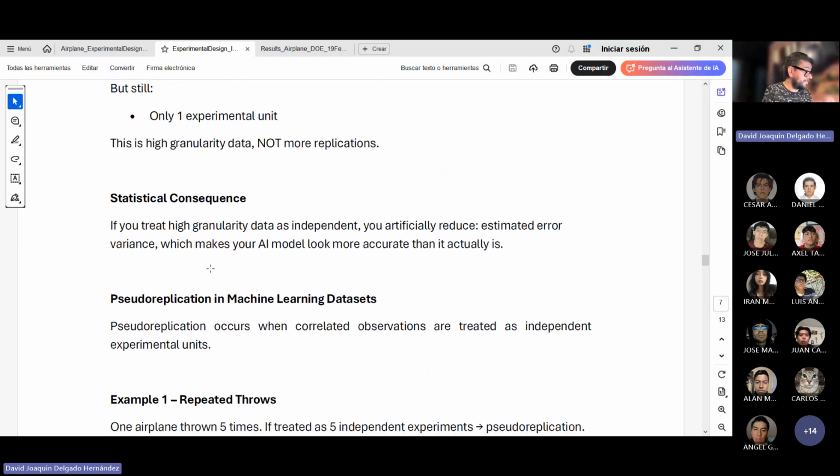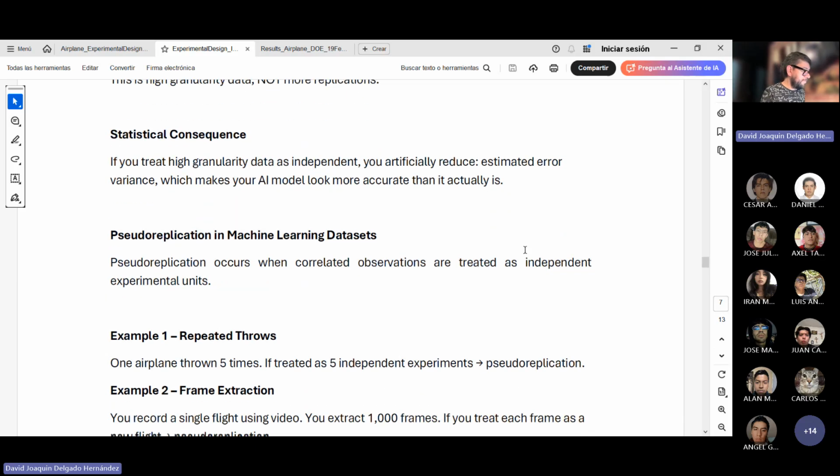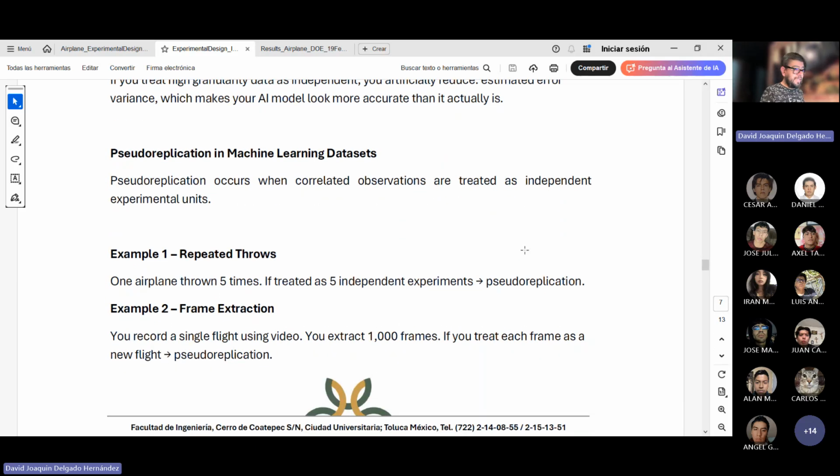What is the consequence? If you treat high granularity data as independent, you artificially reduce the estimated error variance, which makes your artificial intelligence model look more accurate than it actually is. Okay, so be careful not to confuse these two things. Okay, another concept is pseudo replication.